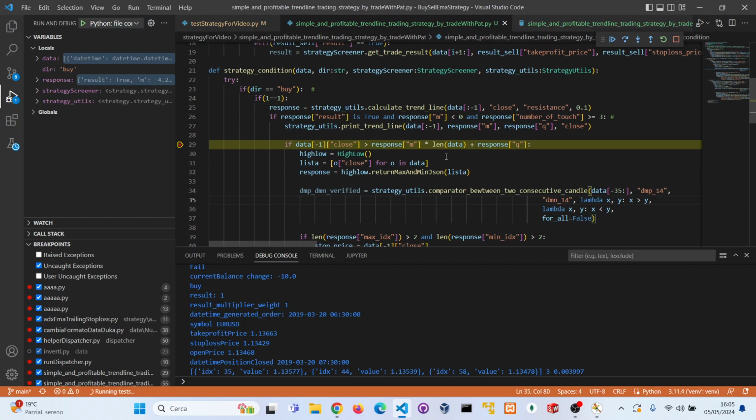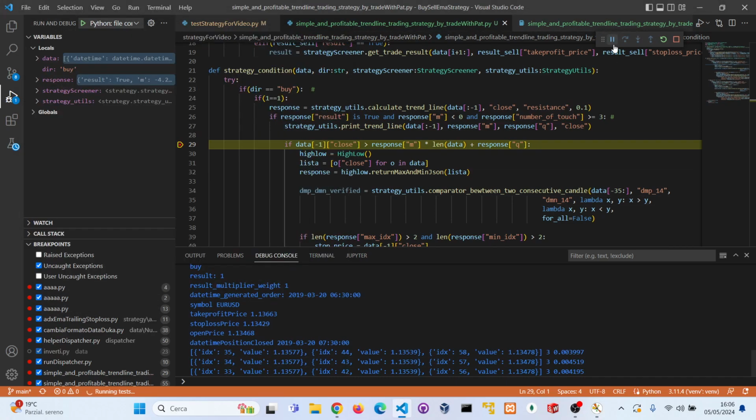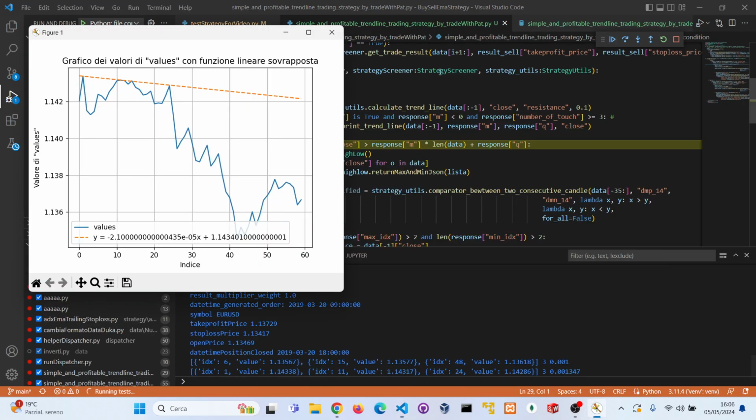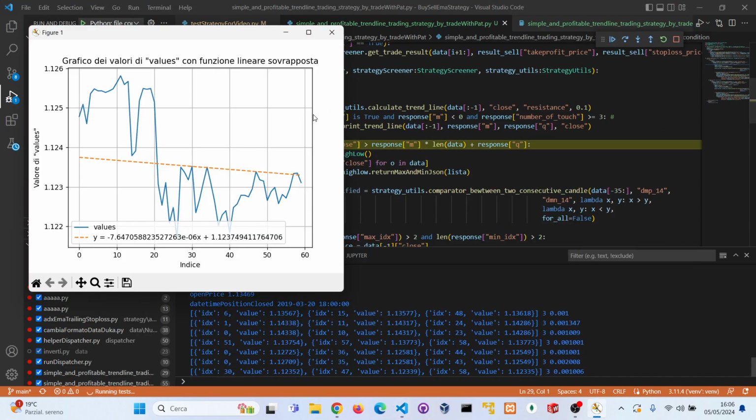But now let's see how my software calculates trend lines. For example, here the trend line was plotted. You can see the three touches of the close. But let's see another example, and let's go for example here, or this one, or this one as well.